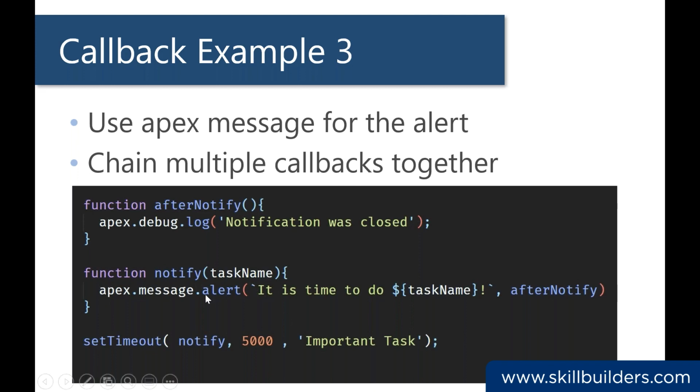And I want to point out that the alert actually has its own callback. This is interesting because I have setTimeout, which is going to call notify. Notify is going to display an alert on the screen, and it's actually going to register its own callback. So after the user closes that dialog, I have yet another callback. And notice I'm using the apex.debug.log API, and this is just going to log some information to my browser's console. So the moral of this story is it's possible to chain multiple callbacks together.